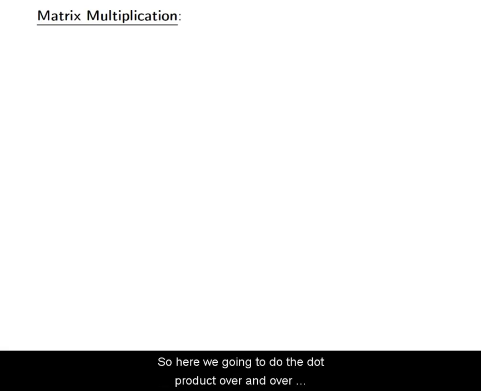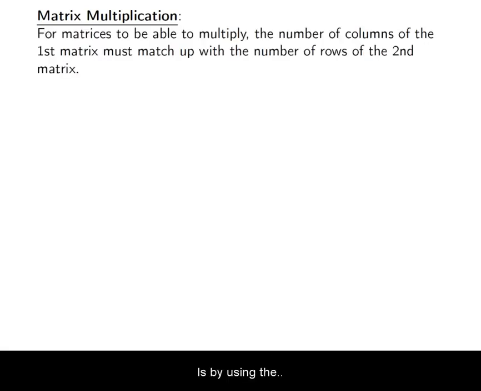So here we're going to do the dot product over and over and over again, and it's going to create all of the new entries in my new matrix. So when I multiply two matrices, I do get a new matrix out. But the method in which I get those entries in the new matrix is by using the dot product. Before we get into the actual algorithm, the process of multiplying, because at first it seems like a lot, but it's actually pretty straightforward once we get in the habit of it, we have to talk about whether or not we can actually multiply the two matrices.